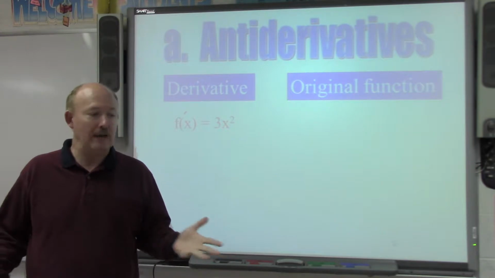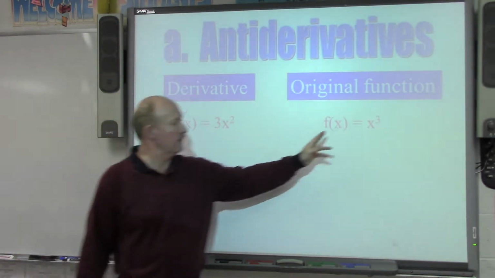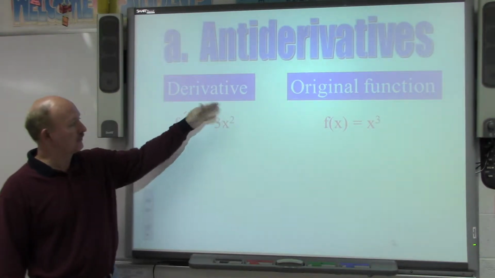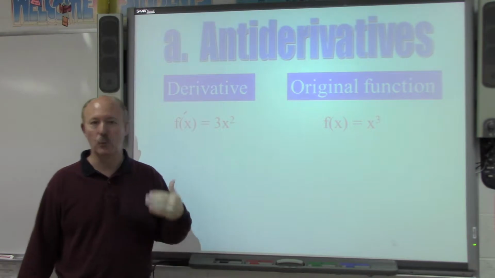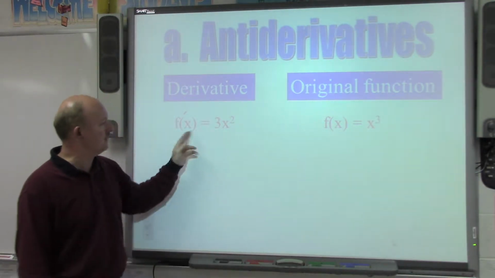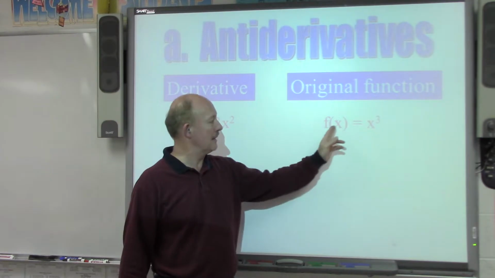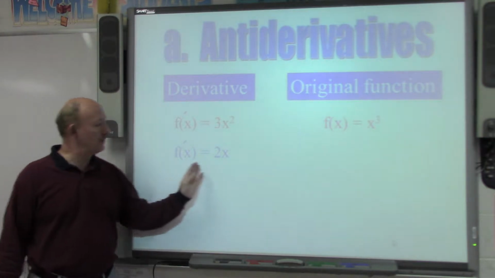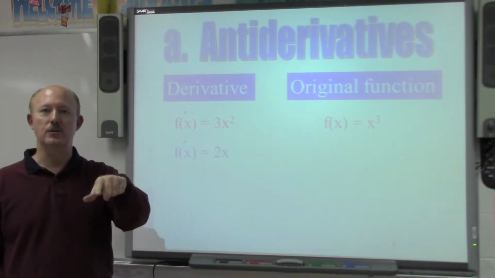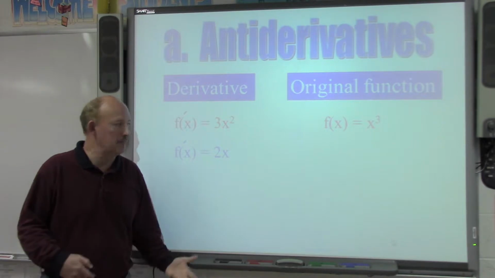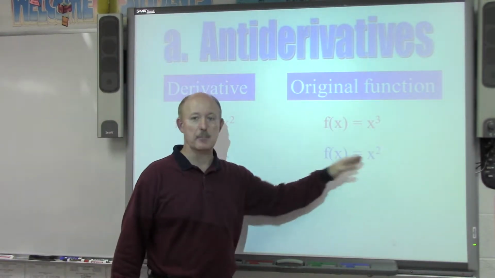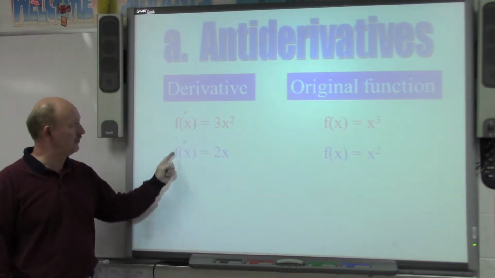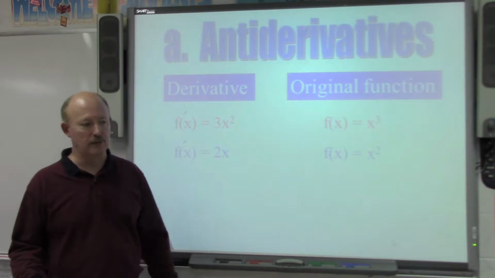All of my students know that the derivative of x to the third power is 3x squared. You multiply by your exponent, then subtract 1 from your exponent. So if the derivative is 3x to the second, most of my students would tell me that the original function is x to the third power. Let's look at another one. If the derivative is 2x, what would the original function need to have been? Most of my students would indicate x to the second power, because they know the derivative of x squared is 2x.